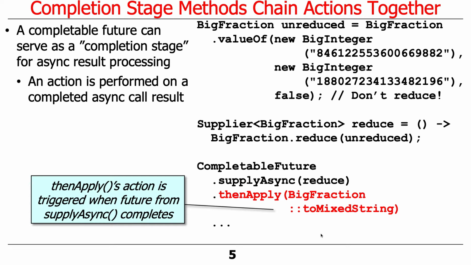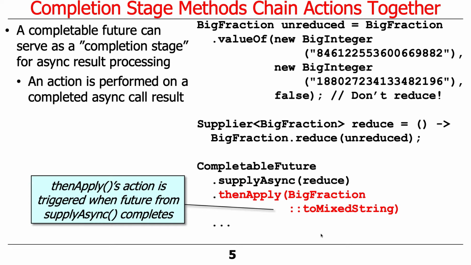So let's take a look at an example. Here we're going to define ourselves a variable called unreduced, which is a big fraction, and we're going to make an unreduced big fraction with this numerator and this denominator. That means it's not been reduced to its reduced form. We're then going to define a supplier local variable called reduce, and the lambda expression for this is going to say, take the unreduced big fraction and reduce it. Okay, so far so good.